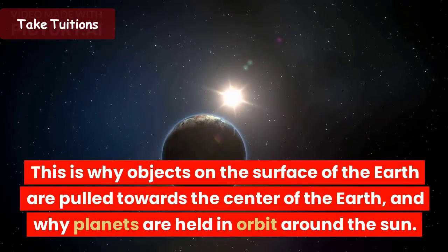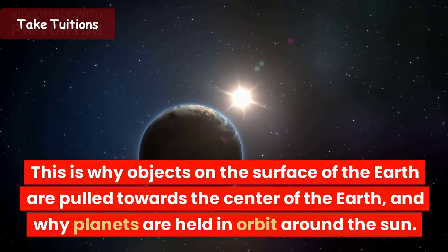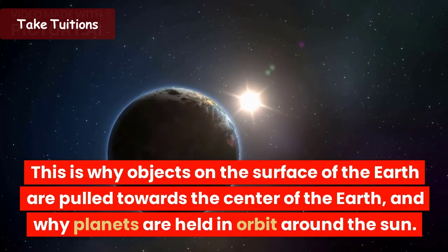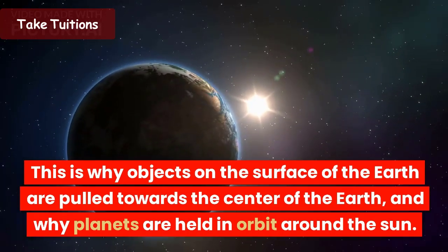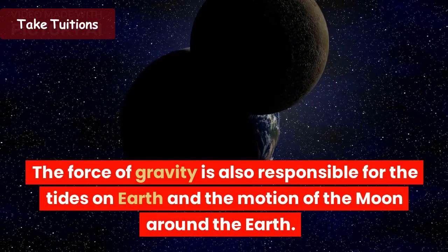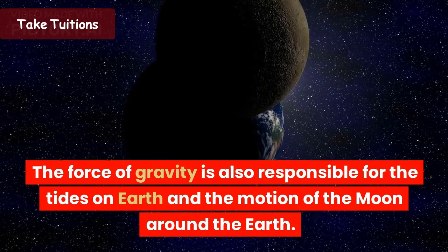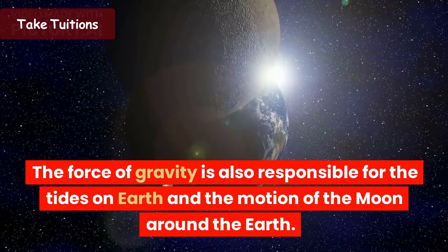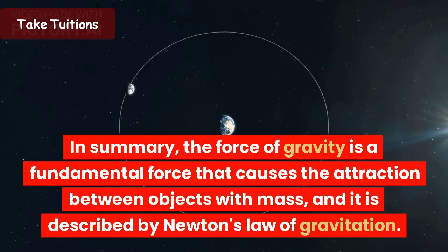This is why objects on the surface of the Earth are pulled towards the center of the Earth, and why planets are held in orbit around the Sun. The force of gravity is also responsible for the tides on Earth and the motion of the Moon around the Earth. In summary, the force of gravity is a fundamental force that causes the attraction between objects with mass, and it is described by Newton's law of gravitation.